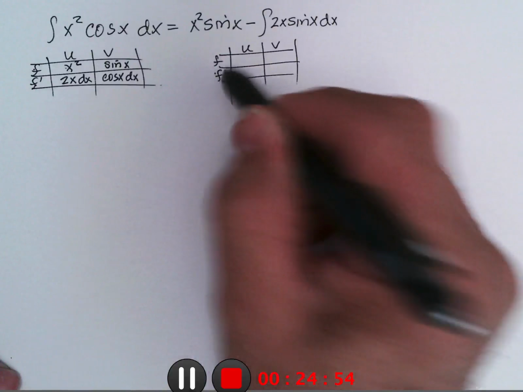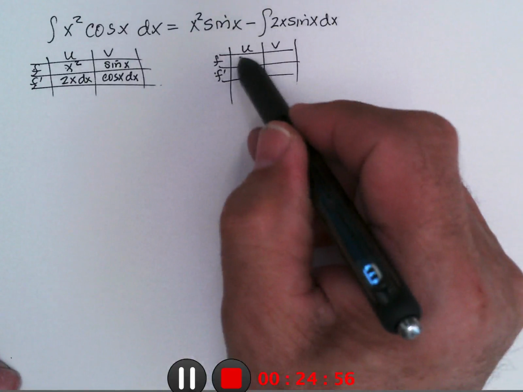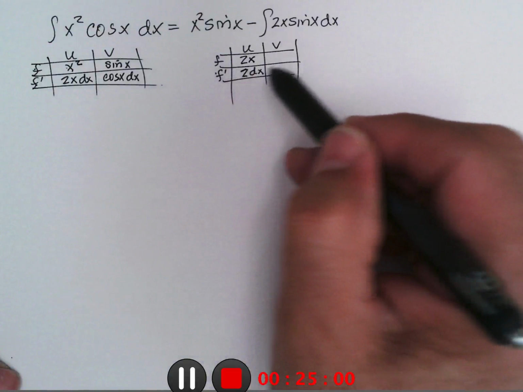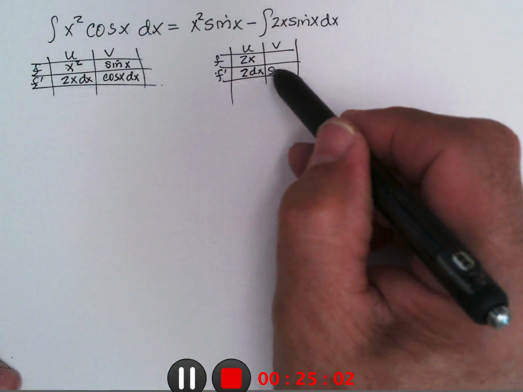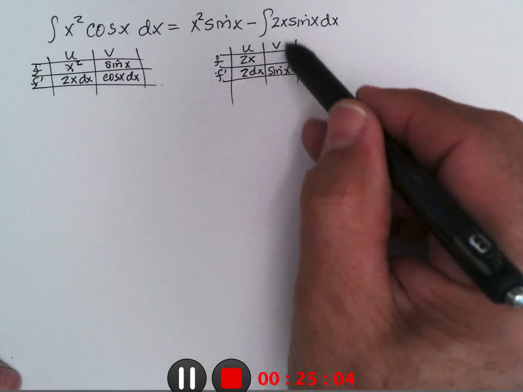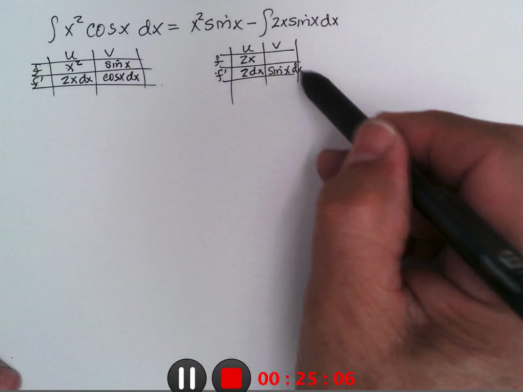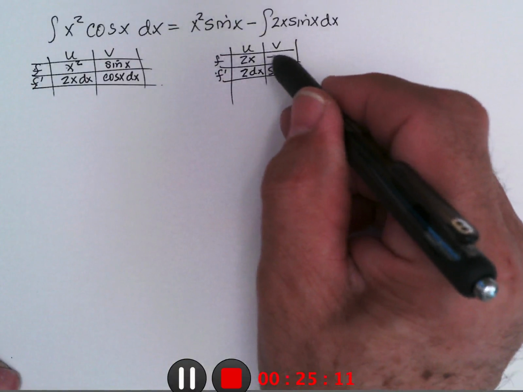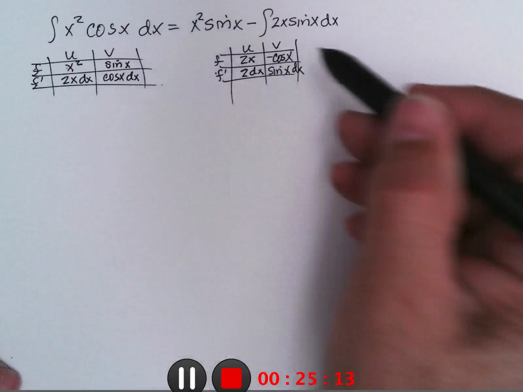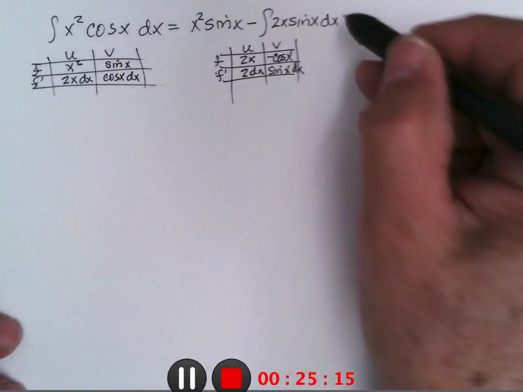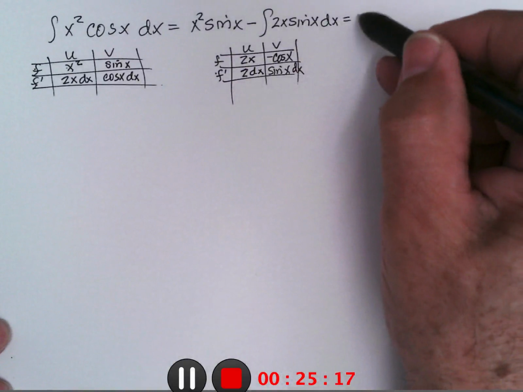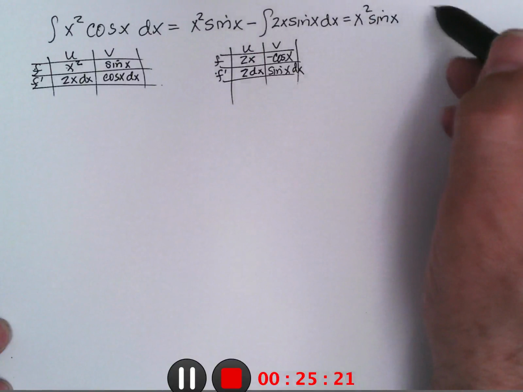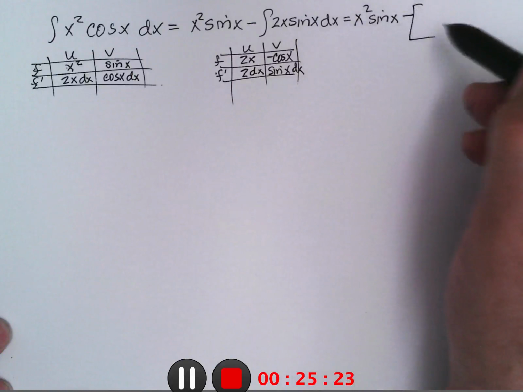So for u, I'm going to put the 2x. Its derivative is 2 dx. And I'm going to put sine x dx for the derivative of v. The antiderivative of this would be negative cosine x. So this becomes x squared sine x and minus all of this. So it's important to put the big bracket here.